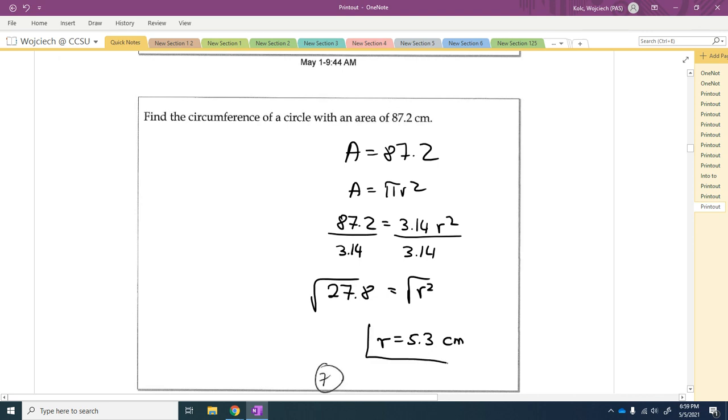So if the radius is 5.3, circumference would be 2 pi r. And again, I'm going to round this time. I'm going to use approximation. So it will be 2 times 3.14 times 5 and 3/10. 2 times 3.14 times 5.3. I have approximately C equals 33 and 3/10 centimeters.